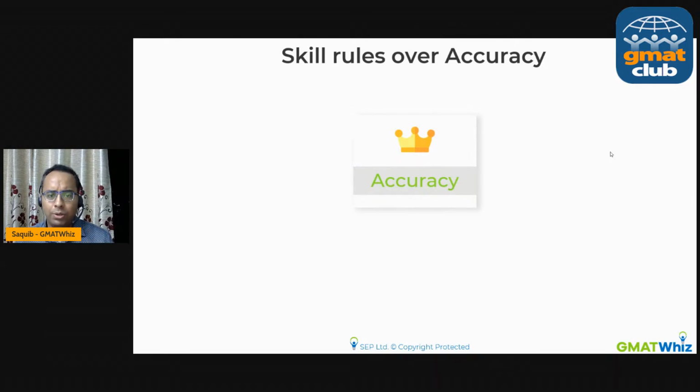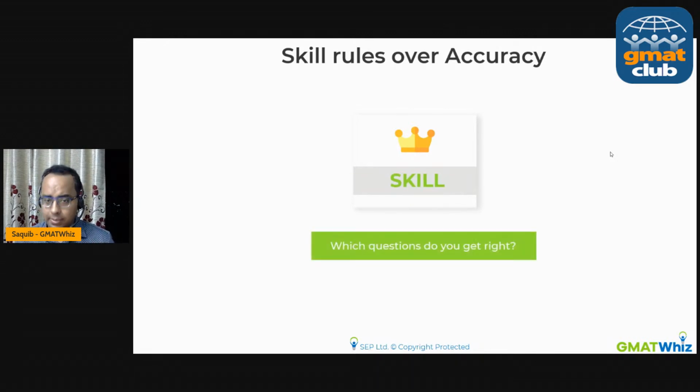And I know this might sound very repetitive. People don't believe in it. I'm going to show you a live example also of somebody who followed it and did well. But just knowing the concept is not going to help you. And just focusing on the accuracy part is also not going to help you at all. What you need to do is focus on skills.